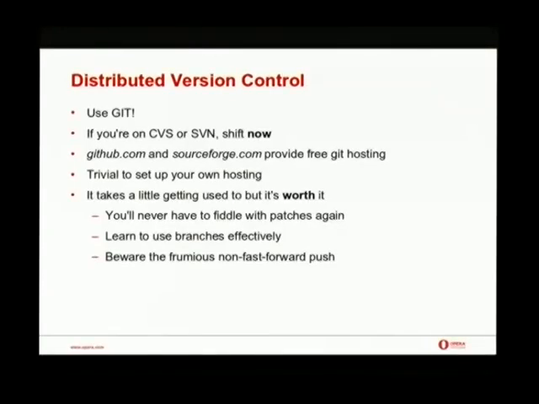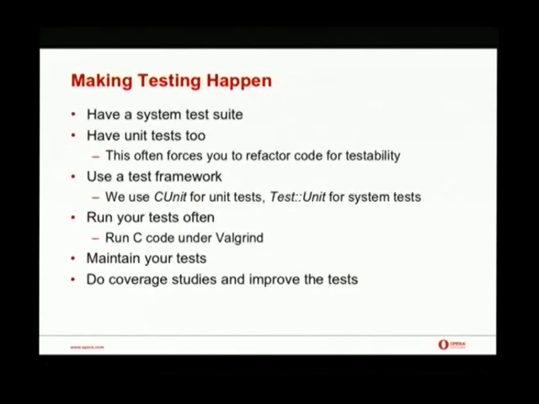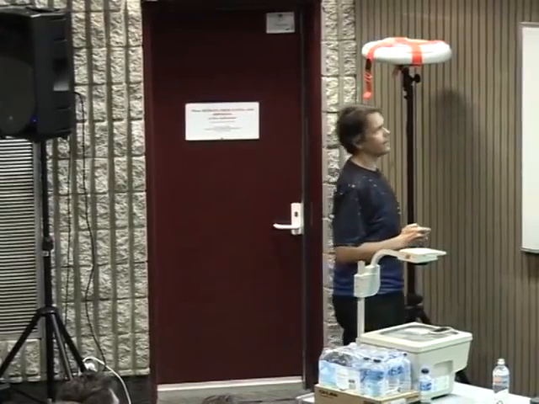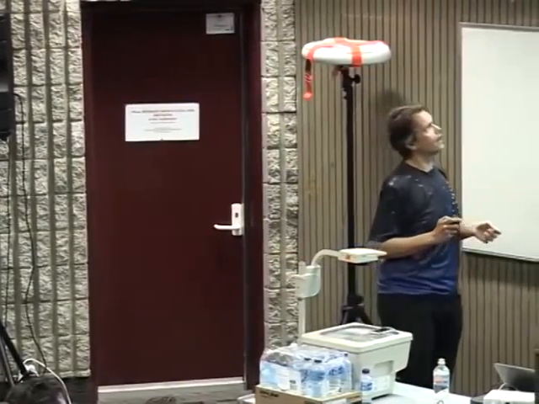Modern version control, modern software engineering practices, distributed version control. This entire slide comes down to: use Git. Making testing happen. You need to have a system test suite. You need to have unit tests. They have to be different things. We have to explain this to people every now and again.